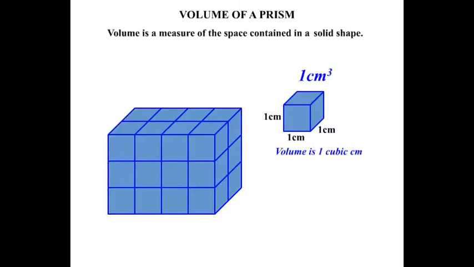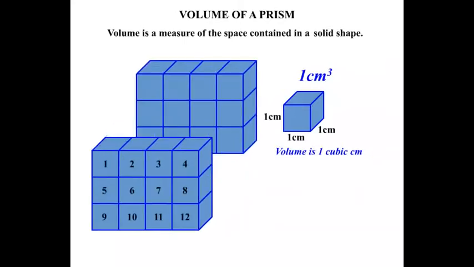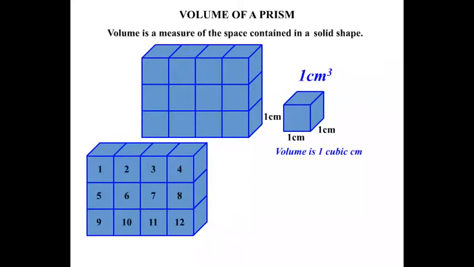Now if we consider the volume of this particular cuboid, let's notice that the front layer is 1, 2, 3, 4, 5, 6, 7, 8, 9, 10, 11, 12. There's 12 of these smaller cubes. We break it up and we can see that there's another layer too. So the volume is 2 lots of the 12, and that would be 24. Because we're dealing with volume, we write the units as centimeters cubed, cubic centimeters. If they're meters, of course we'll write cubic meters.